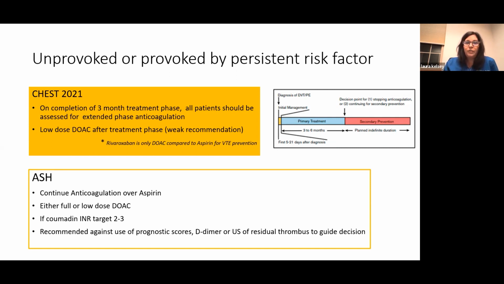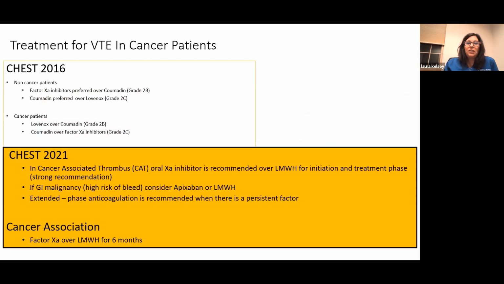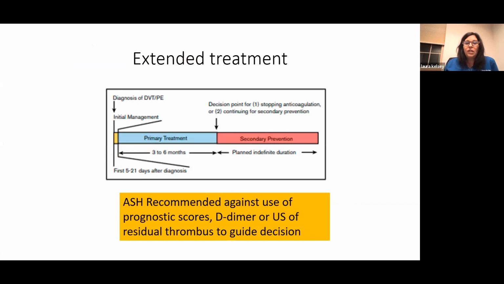Those are not helpful. In cancer patients, in 2006, they really wanted people to use Lovenox for cancer patients and not the factor Xa inhibitors. In 2021, that's switched. Now the factor Xa inhibitors are preferred. So that's nice.